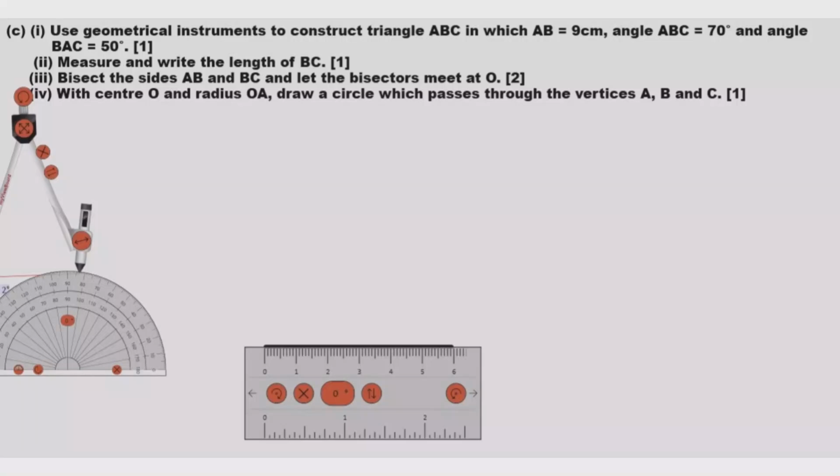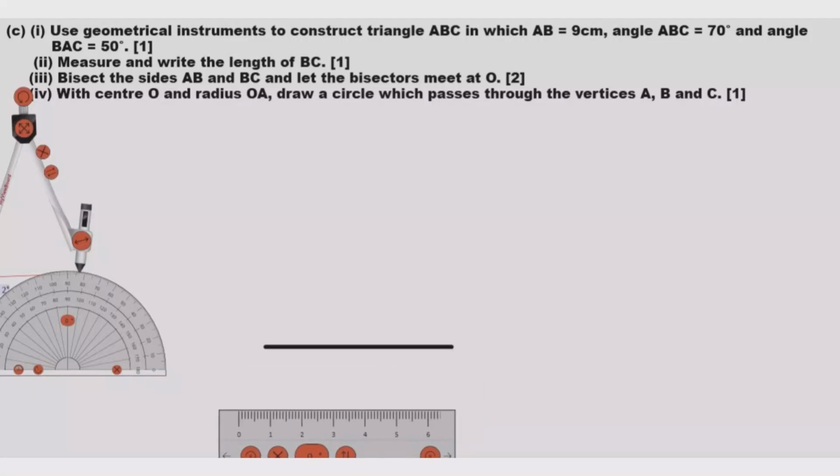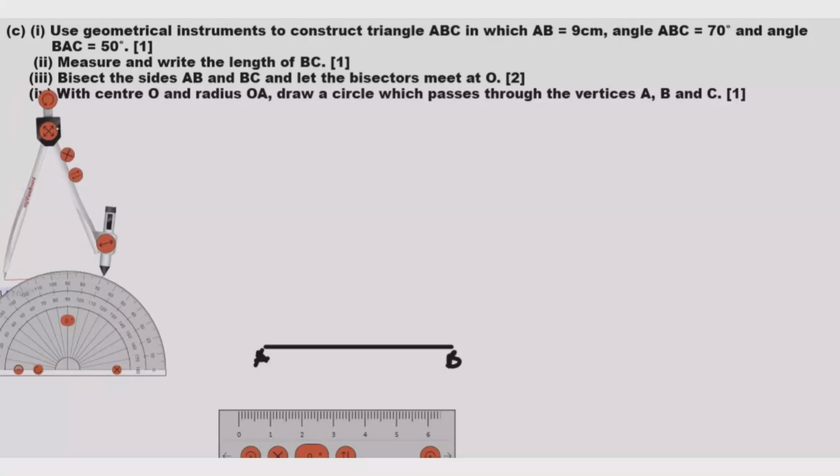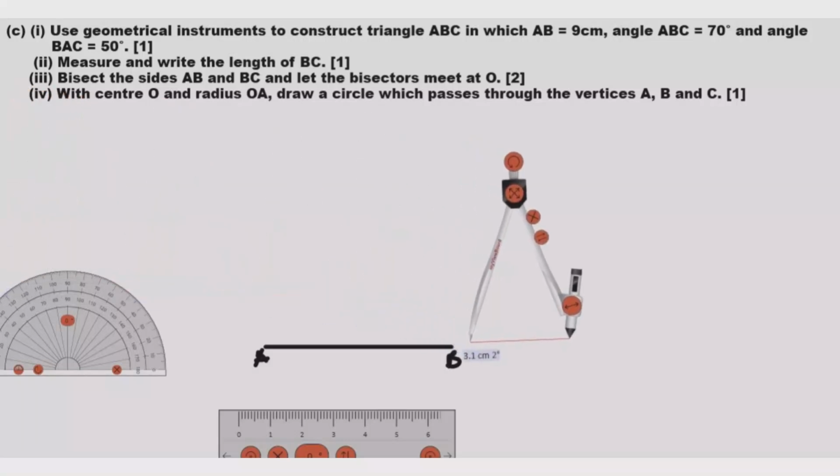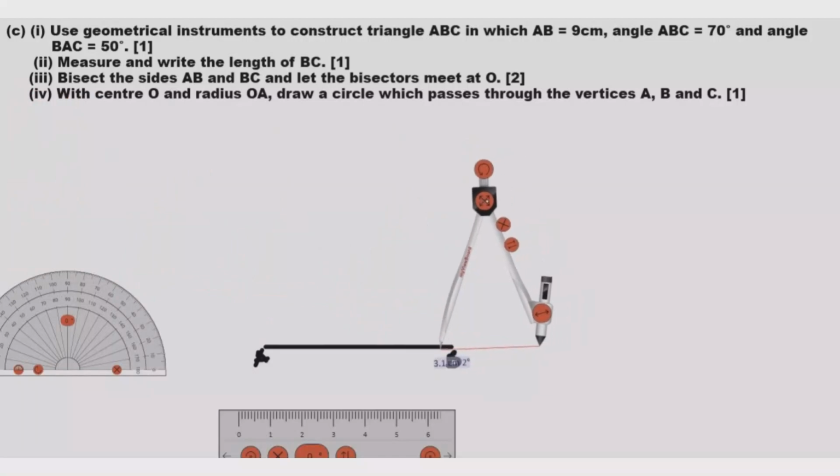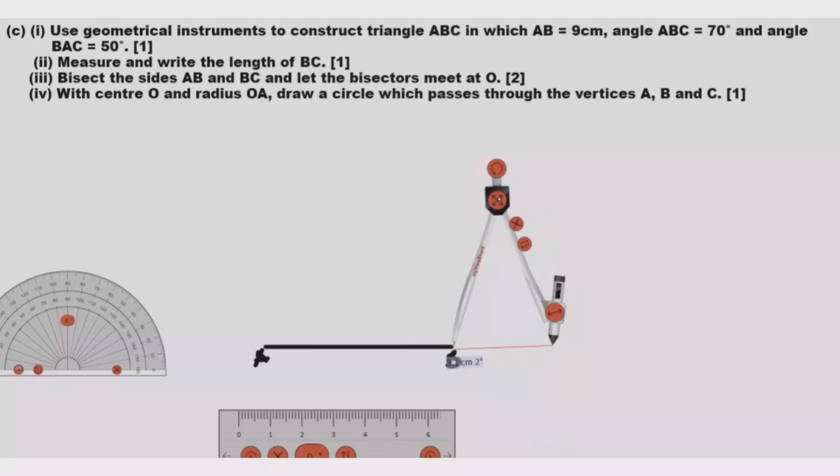Once I've done this, the next thing I'm going to do is to construct a 70-degree angle at B. So I'm going to name these endpoints. We have A and we have B. So I'm going to construct 70 degrees at B. What I need to do is bring my compass here and make sure I put it on the point here.